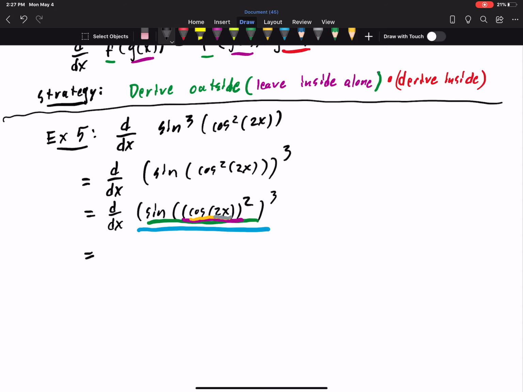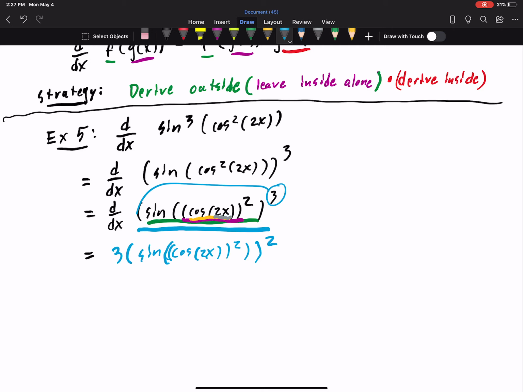So the first thing we want to do is derive the blue stuff. So we derive the 3 part here. We bring that down in front, copy paste everything just as we did before. So we have 3 times sine of all this loveliness. Make sure you get your parentheses right, because that's very easy to mess up. All right, so we derived just the outside part. Everything else was just copy pasted from the inside.